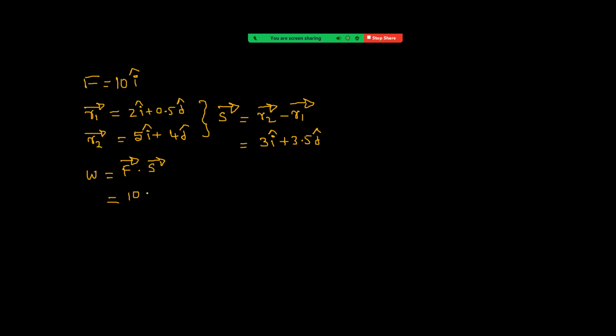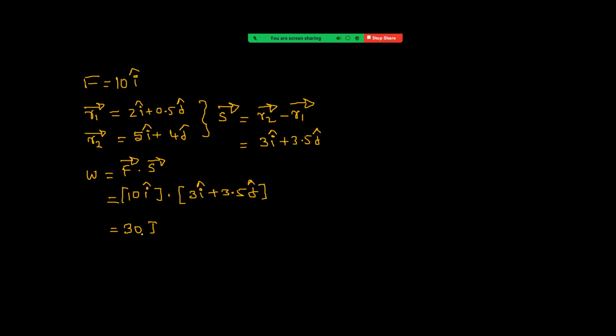So we got the displacement vector and we are given the force vector. Now substitute here: 10 i cap dot displacement vector, which is 3 i cap plus 3.5 j cap. Now we can say i cap dot i cap is 1, so 10 into 3, that is 30. Next, i cap dot j cap is 0. That means the work done is 30 joule, right?